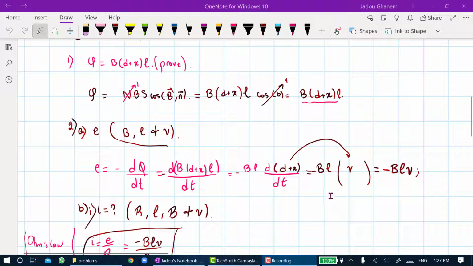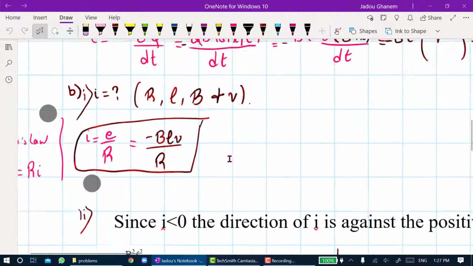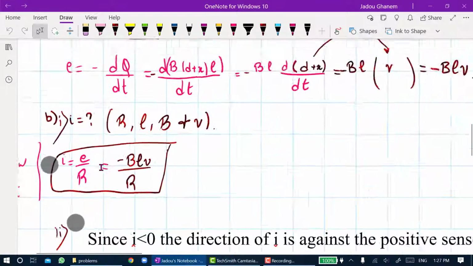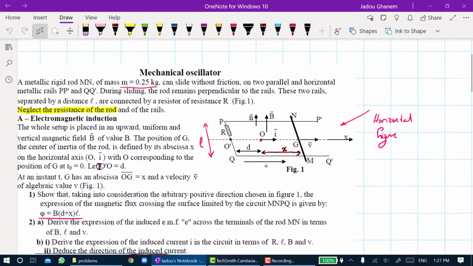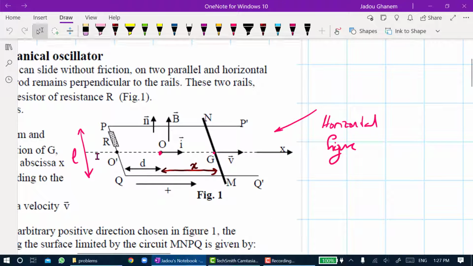Before starting with the second part, which is part B in the same exercise, let me just recap two ideas. The first idea, why we used I equal E over R. If we go back to the figure provided here, we said previously that if you want to apply the law of the voltage across the rod, we take the positive sense. So we start for U from M to N, and we write Ri minus E. This is the equation. Here there is no internal resistance, so it's going to be minus E.